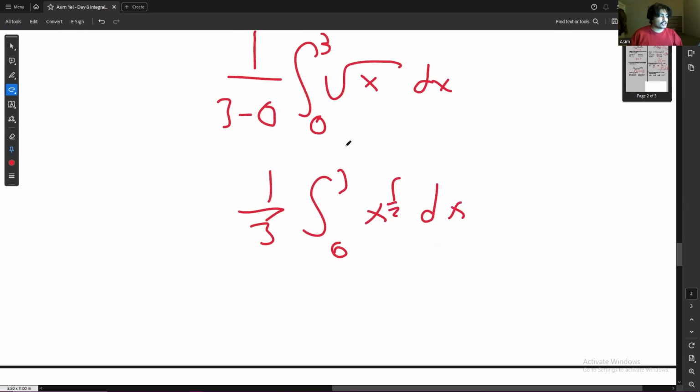Now, guys, let's just integrate this piece. Also, the 0 looks awful. I'm just going to erase it.